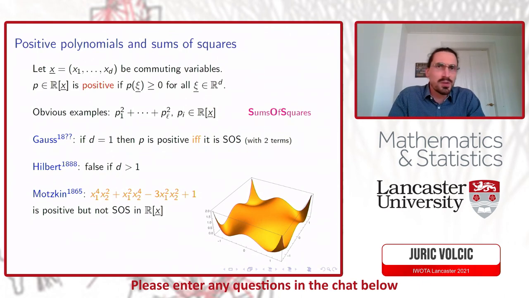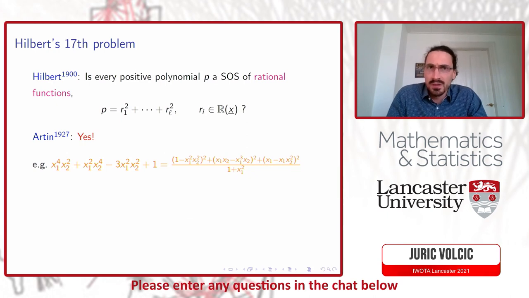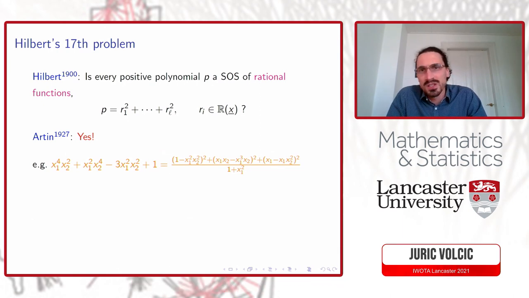And this interplay between positivity and sums of squares got major attention among Hilbert's problems. Hilbert's 17th problem is one of those problems that actually got solved in the positive direction. So Hilbert asked, well, okay, if I have a positive polynomial, it's not necessarily a sum of squares of polynomials, but is it a sum of squares of rational functions? A little less than 30 years later, the answer was yes, by Artin. So if you look at this polynomial that we saw before, Motzkin's polynomial, you can write it like that. And from here you see that, yes, it's a sum of squares of rational functions.